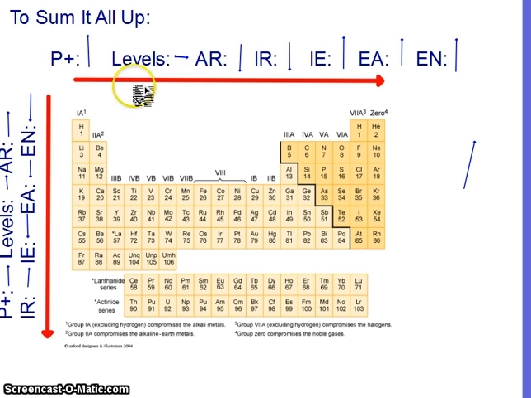So you can really see the trends are opposite each other. And again, it's because of stronger attraction as you go across the table because of more protons, and weaker attraction as you go down the table because of more energy levels. Hopefully this and what we do in class will help you understand why we have the trends we do in the periodic table.